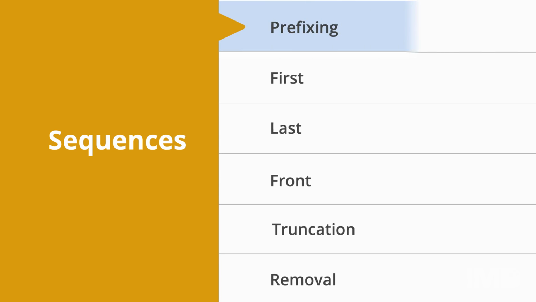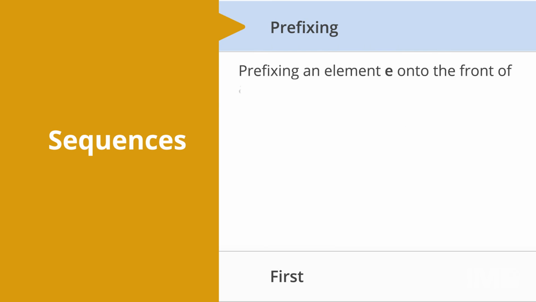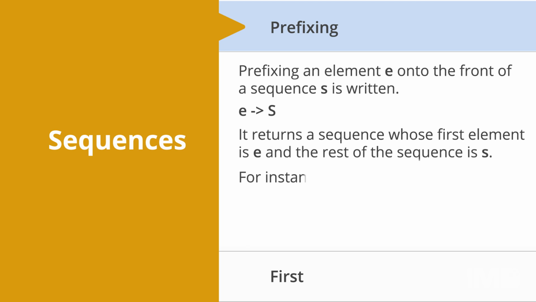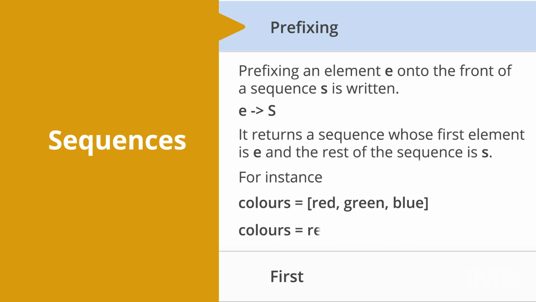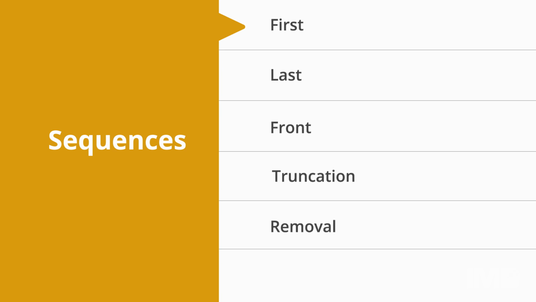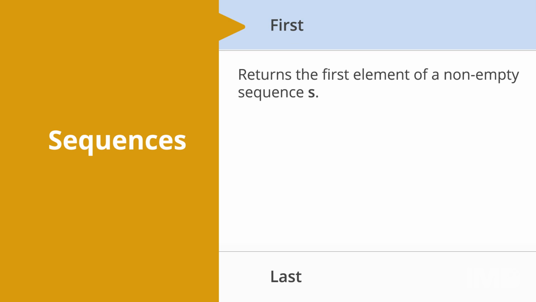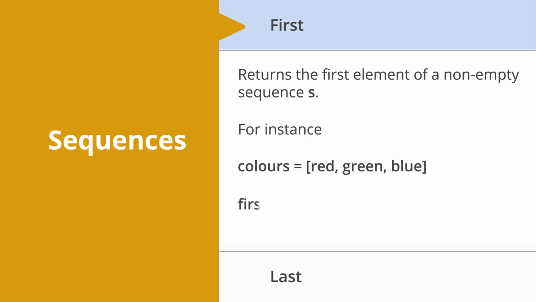Next, we can prefix an element E onto the front of a sequence S as follows. This function returns a sequence whose first element is E and the rest of the sequence is S. For instance, our sequence colors is the result of prefixing the sequence green and blue with the element red. The function first of S returns the first element of a non-empty sequence S. For instance, the result of applying the function first to our sequence colors returns the element red.